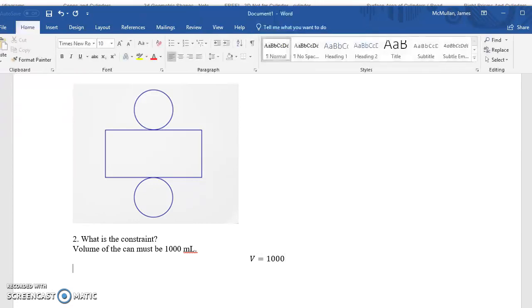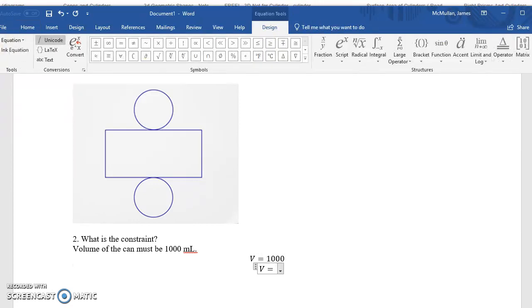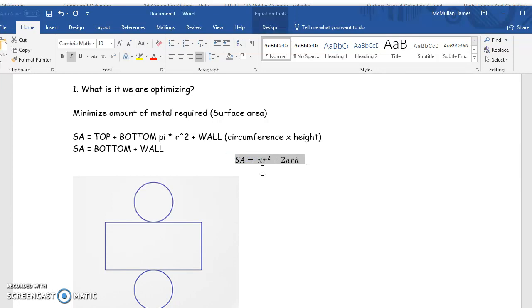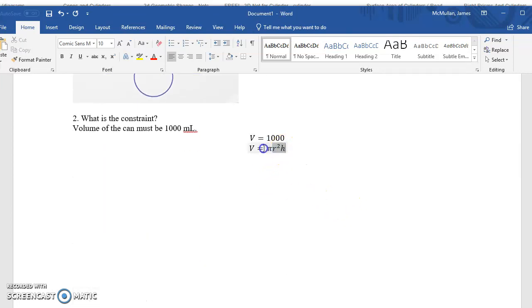Volume equals 1,000. We know that for a cylinder, even if the cylinder doesn't have a top, the top is not really going to influence how much space is in the cylinder, because you could still fill it all the way to the top even without a cap. The volume of a cylinder, we know, is equal to the area of the base, which is pi r squared, times height. So we have an equation that we want to optimize, surface area, and an equation that constrains what we're allowed to do, which is volume.